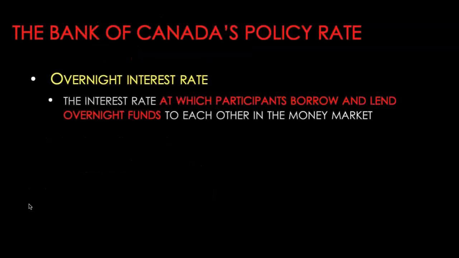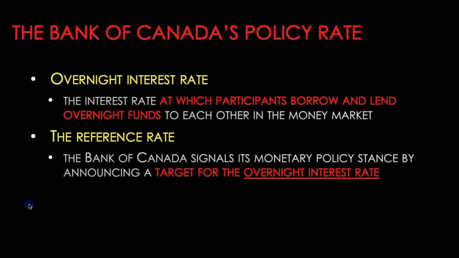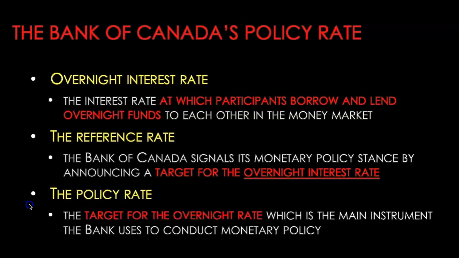Overnight interest rate is the interest rate at which participants borrow and lend overnight funds to each other in the money market. Bank of Canada is going to signal its monetary policy stance by announcing a target for this overnight interest rate. The policy rate is that set target, the target announced by Bank of Canada, which is the main instrument that the bank is using to conduct monetary policy.